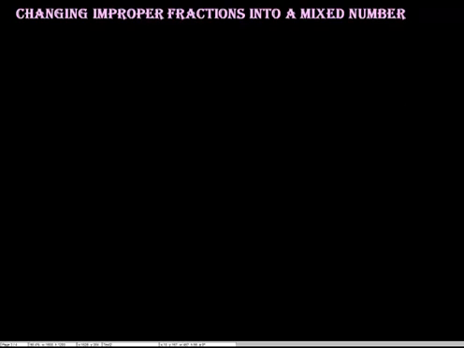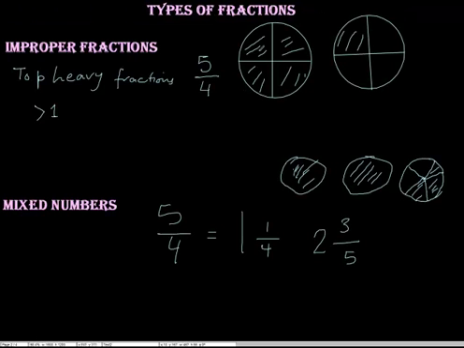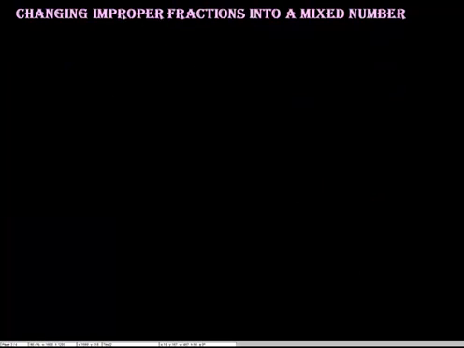Now if I go back to the previous one, I can see here that was my improper fraction, and I can see in this picture that it's been changed into a mixed number by writing down 1 whole and 1 quarter. So 5 over 4 is 1 whole and a quarter. Now how would you do that mathematically?